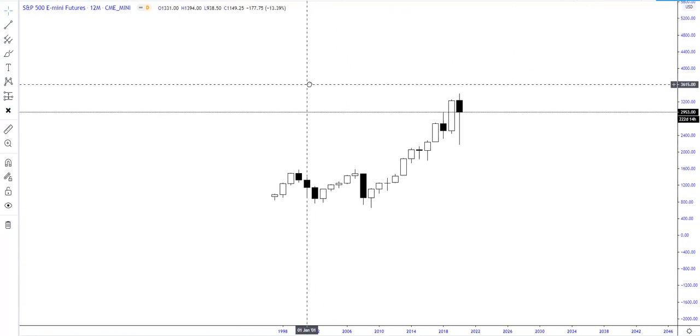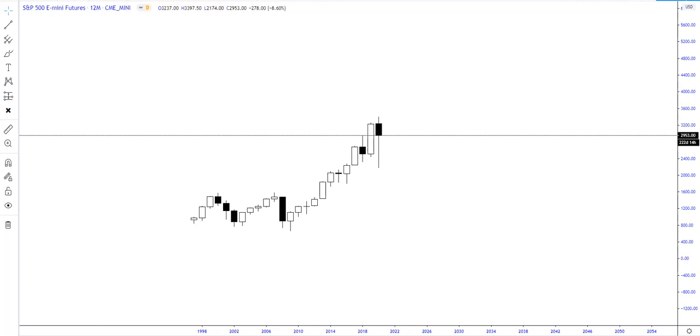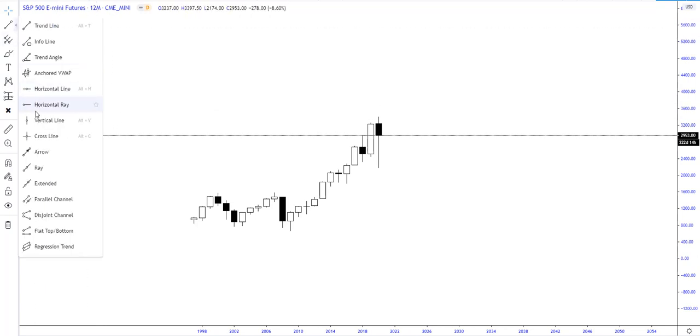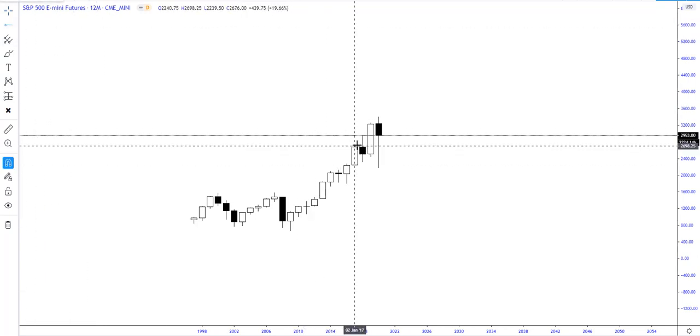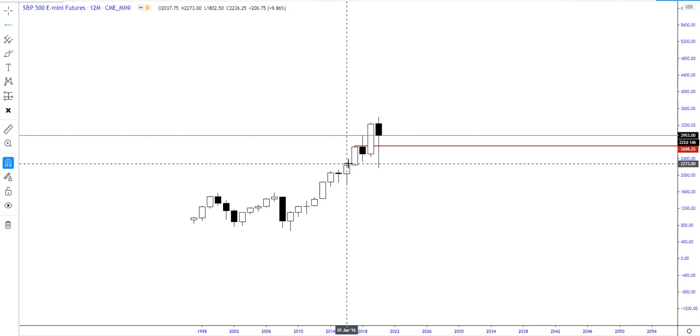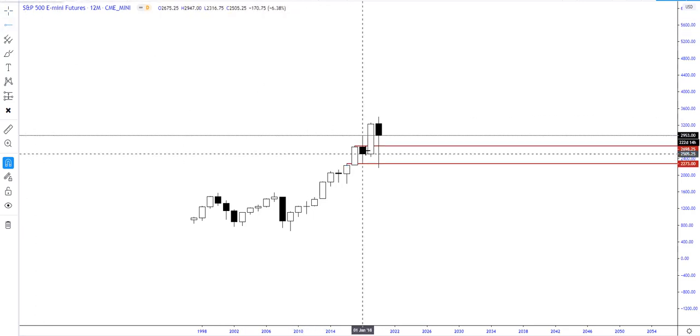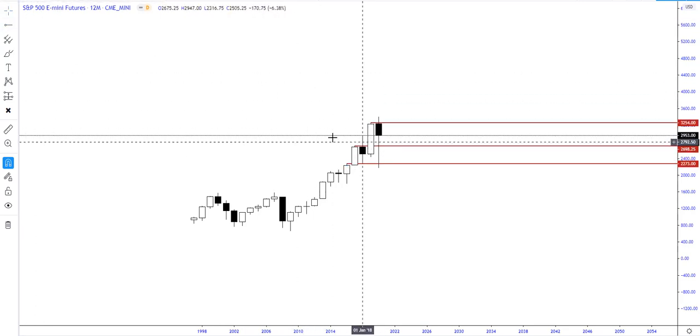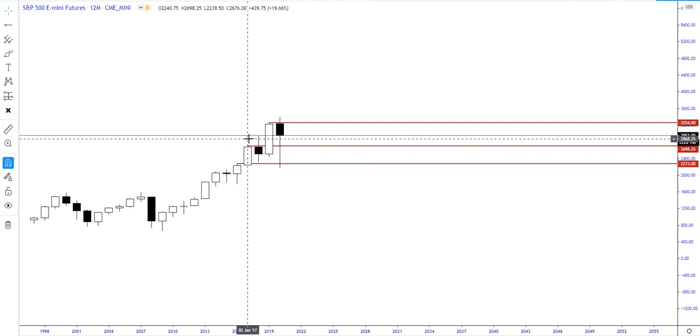Okay, so let's start with the yearly. What stands out? I'm going to start off by drawing the yearly levels. If you look, what's capping the market is here, we broke above. What's the other yearly level there? Okay, and then obviously last year's high. So these are the yearly levels, each yearly high.